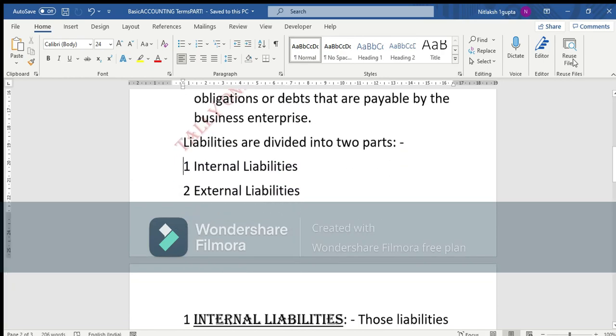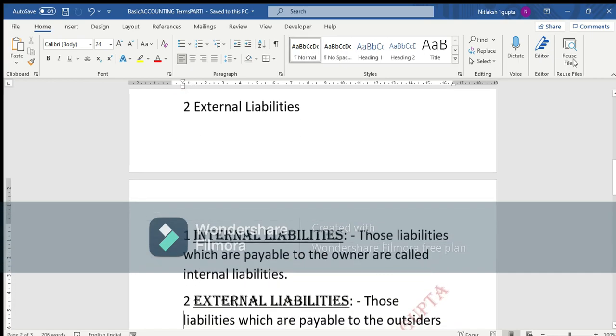Liabilities are the obligations or debts that are payable by the business enterprise, or anything which the firm owes to the outsider is termed as liabilities. Liability means when the business has to pay something to other persons. The other person may be the owner of the business or outsiders like the creditors. Liabilities are divided into two parts. The first one is internal liabilities and the second one is external liabilities.